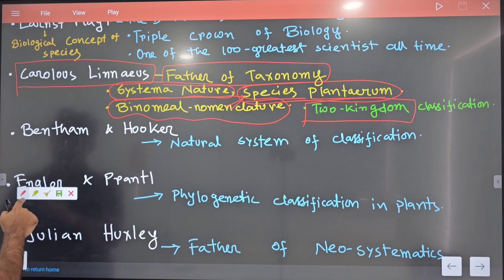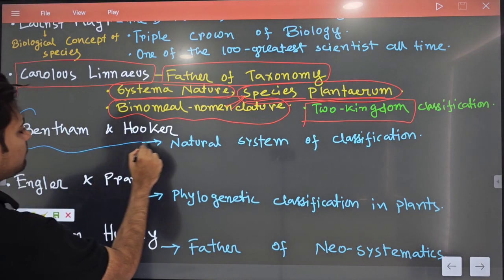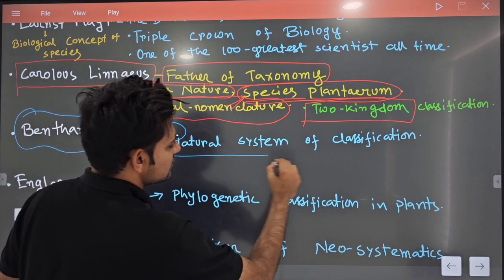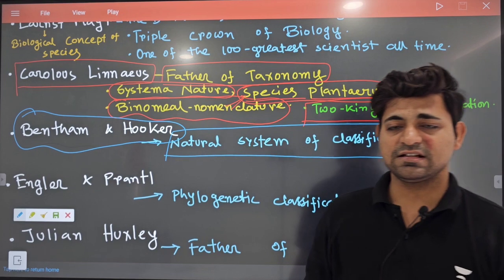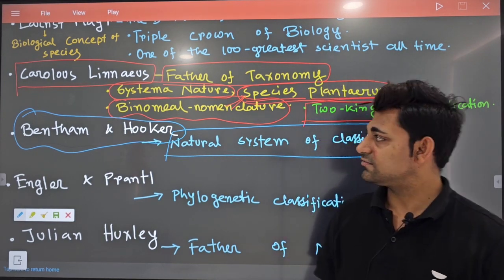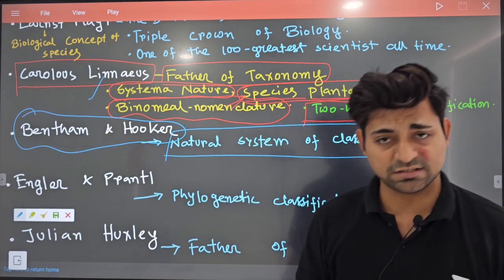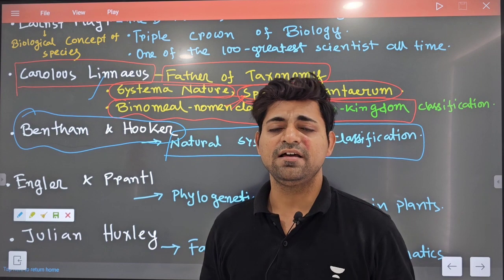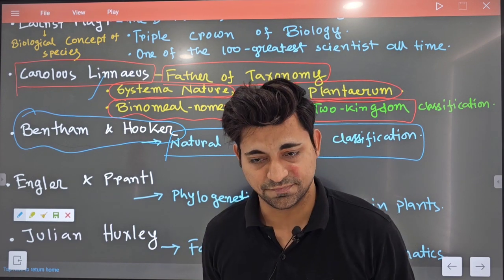Okay, now there are these two scientists, Bentham and Hooker. You might have heard about them. Bentham and Hooker gave the natural system of classification. They are among the pioneers of the natural system of classification. The classification of Aristotle, Linnaeus, Theophrastus and Ernst Haeckel were artificial systems of classification.